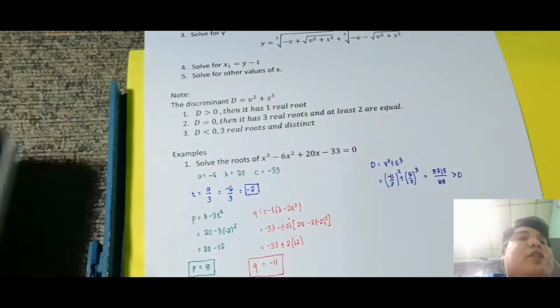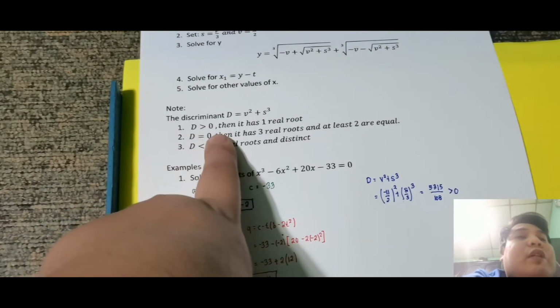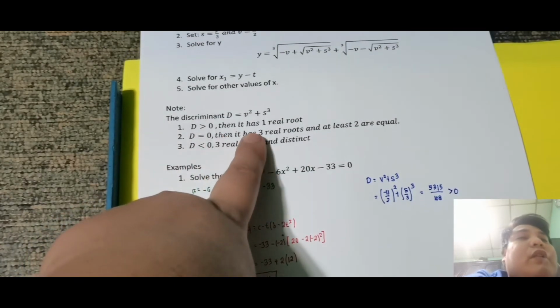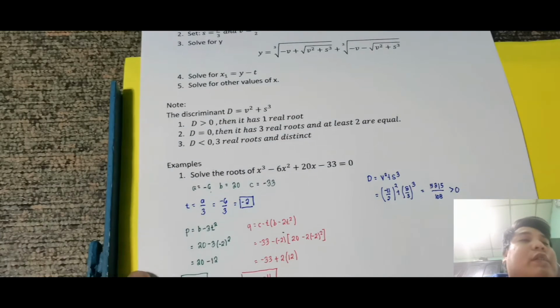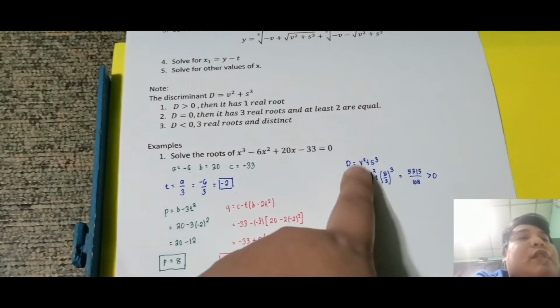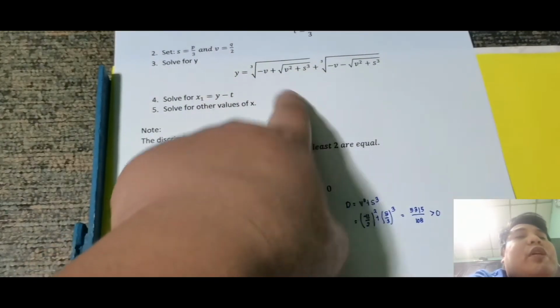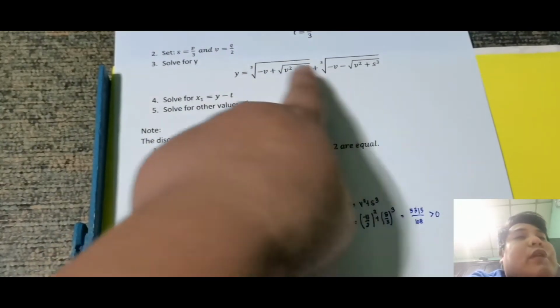Which tells us that the discriminant, or the roots of our x, has 1 real root and the other two are complex. Meaning, the nice thing about this, by the way, is that we solved b squared plus s cubed by substituting the values.